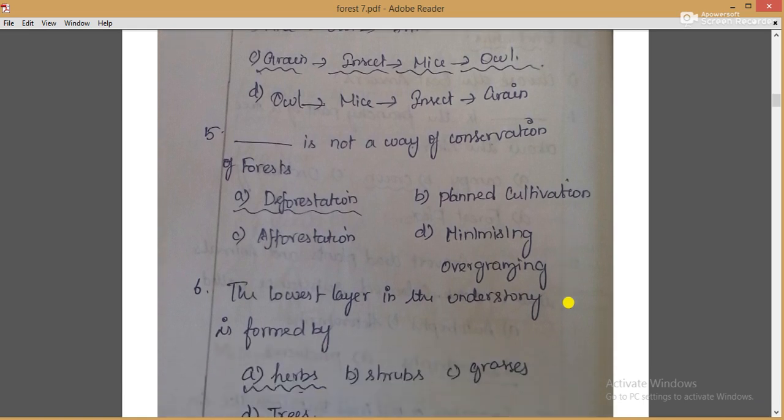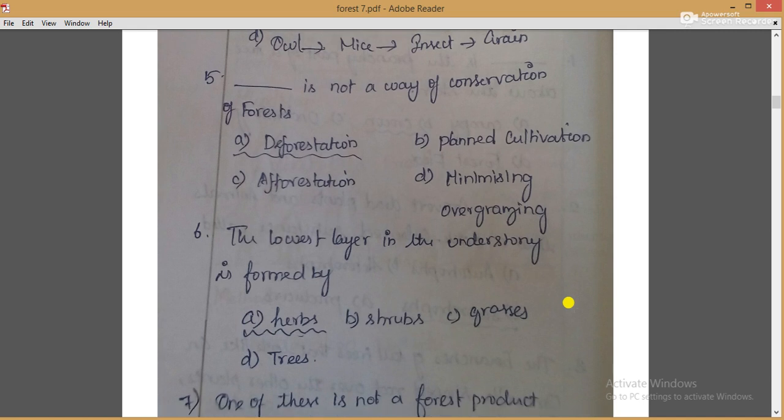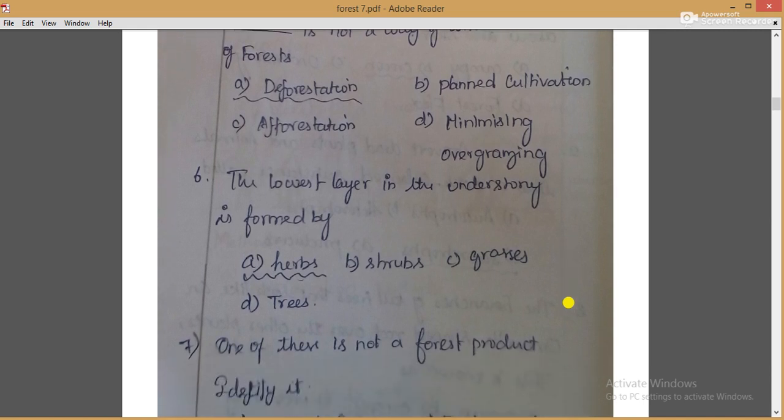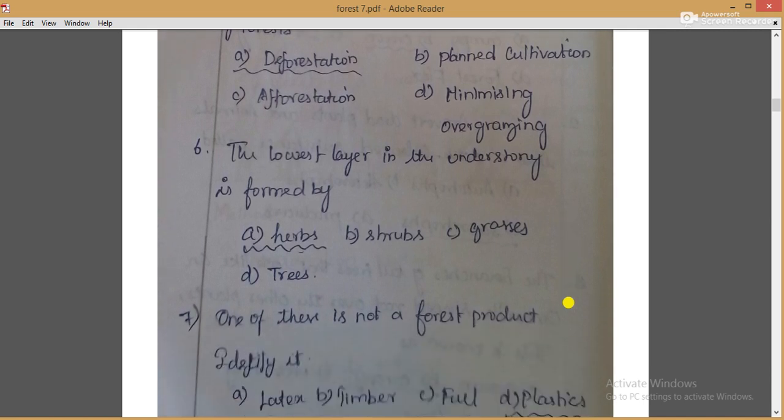Then fifth one: dash is not a way of conservation of forest. Deforestation is not a conservation of forest. So the answer is deforestation. Then the lowest layer in the understory is formed by dash: herbs, shrubs, grass, trees. So the answer is herbs. Herbs are also called medicinal plants. That is a very short plant, the lowest layer of the understory.